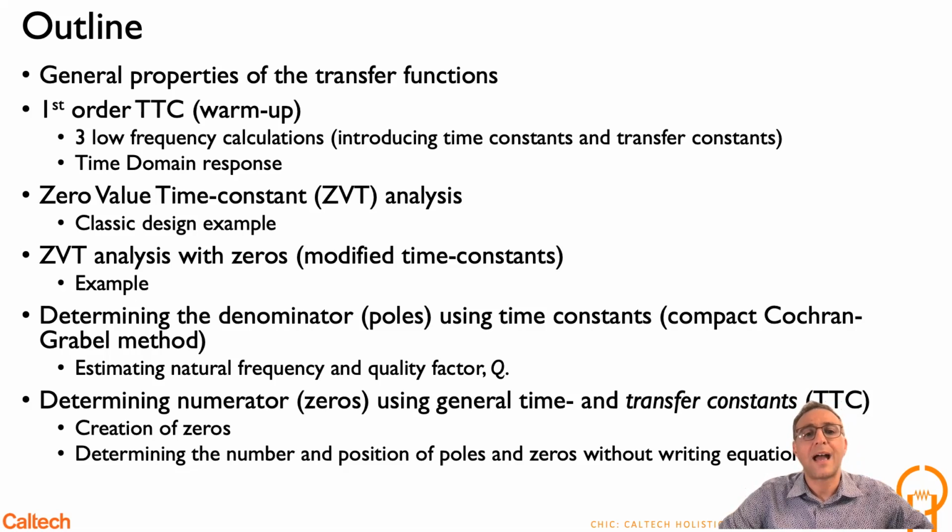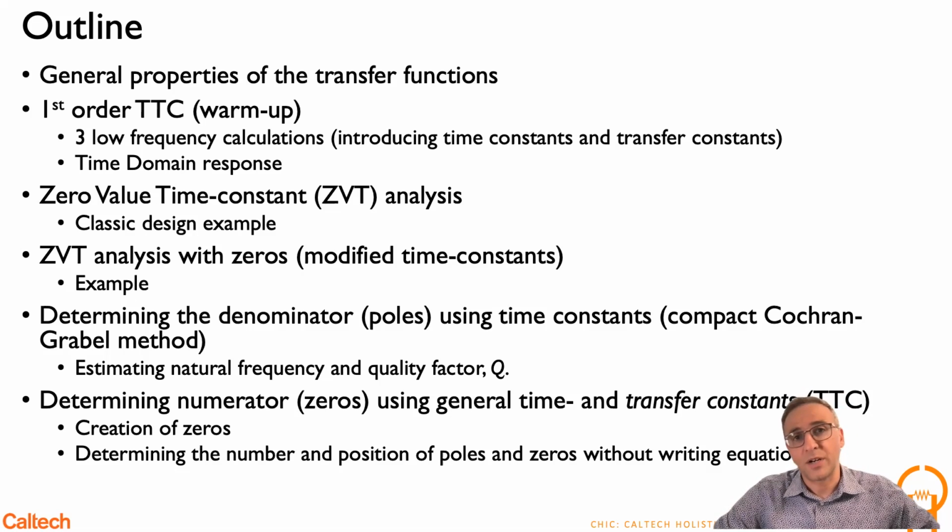Then we'll talk about how, in general, the denominator coefficients can be determined. This is basically a time constant version of the Cochran-Grabel method. Then we'll see how that can be used not only to estimate the behavior of the circuit, but also with circuits with complex poles, and how you determine the natural frequency of resonance and quality factor of that using the time constants.